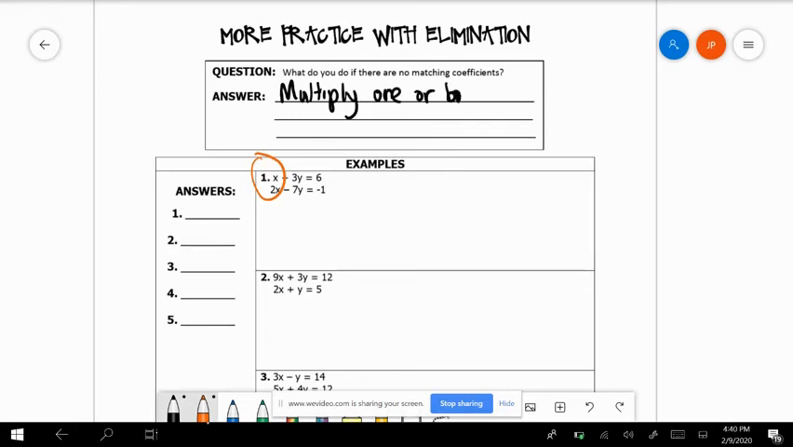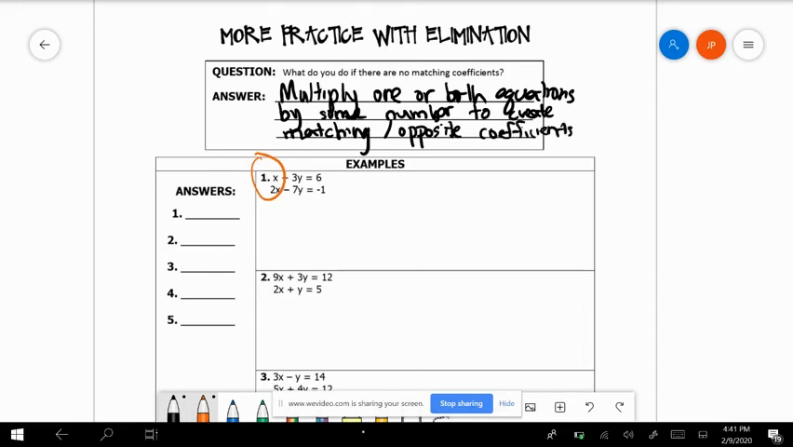one or both equations by some number to create matching or opposite coefficients. Okay, if you need to, pause the video for a second so you can get that down.